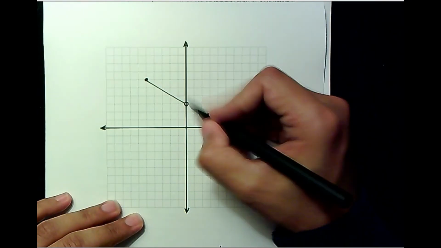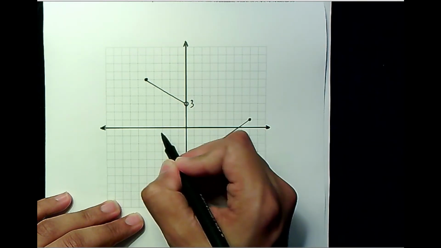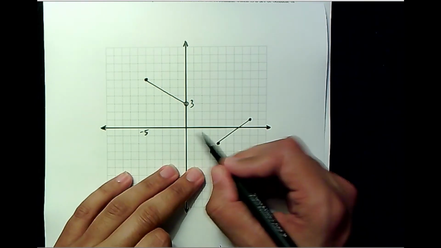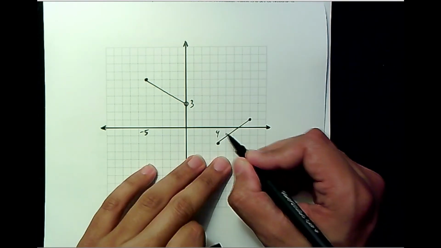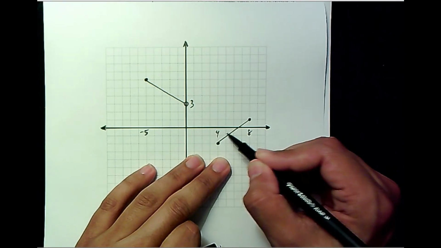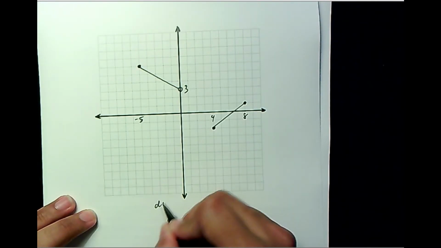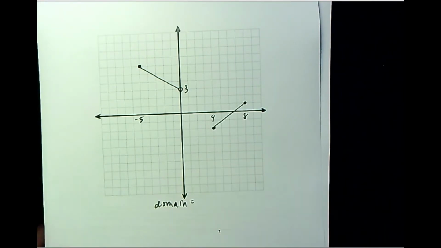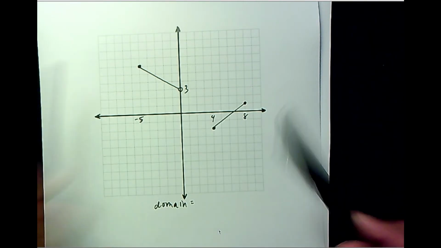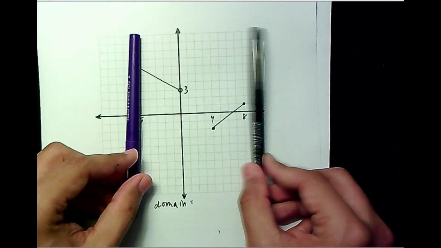Okay, so this one is 1, 2, 3, -1, 1, 2, 3, 4, 5, -5. And this is 1, 2, 3, 4, 5, 6, 7, 8. Okay. Let's start with the domain. The domain is a horizontal span between left and right. The entire graph is sandwiched between -5 and 8.